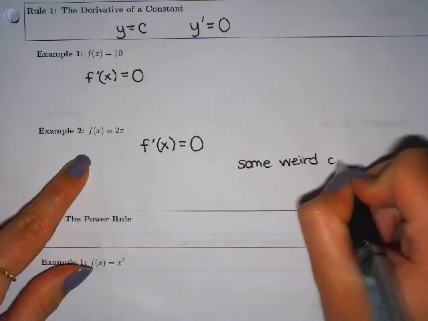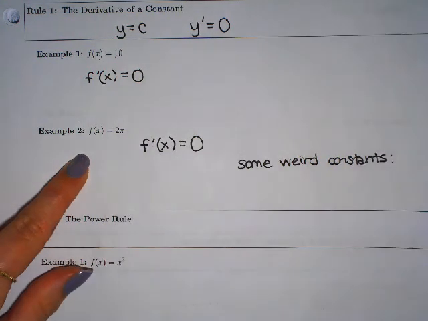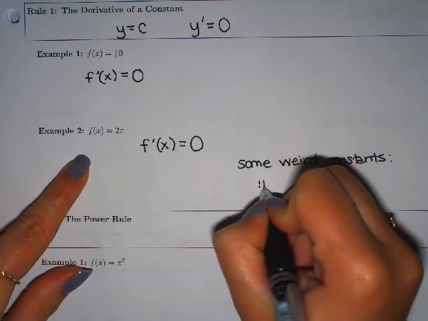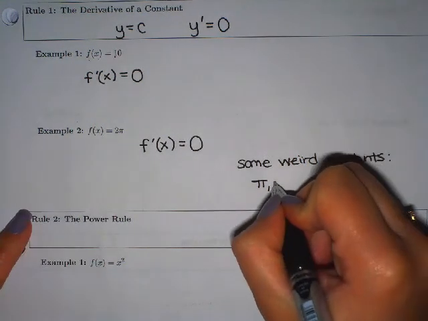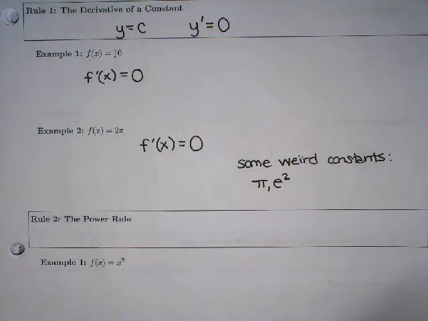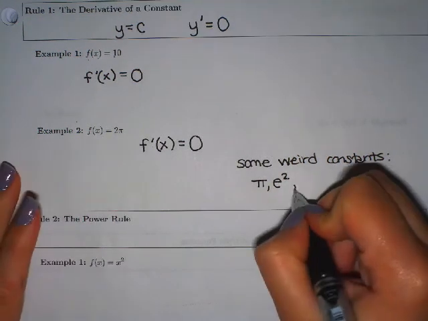Weird constants that we could come across that we need in math. You could have a pi. Derivative of pi is still just going to be 0 because it's a number. You could have something like e squared. You have an e button on your calculator. The derivative of e squared, that's just a number. It's going to be 0.